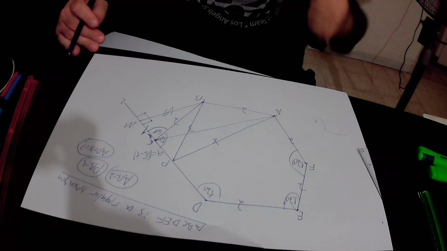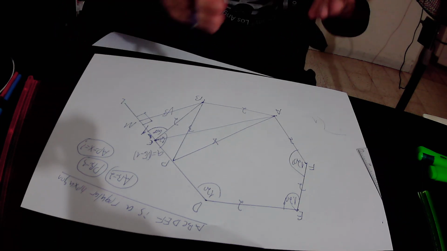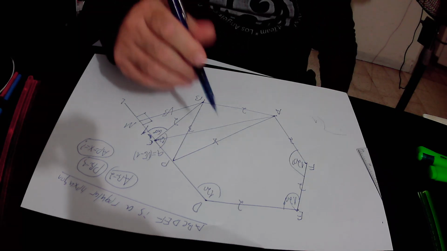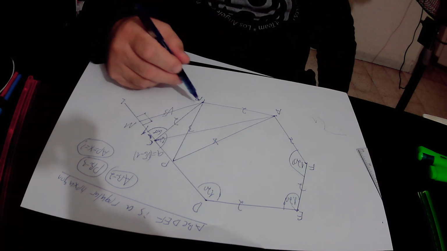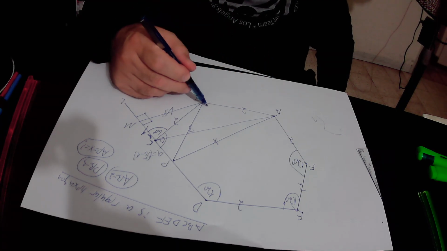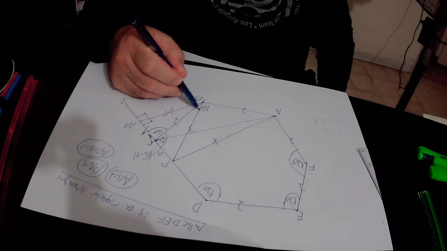As I already mentioned before, all the angles in this regular hexagon are equal to each other. So this angle is one out of 6 angles of the regular hexagon. That is to say it is equal to 120 degrees.